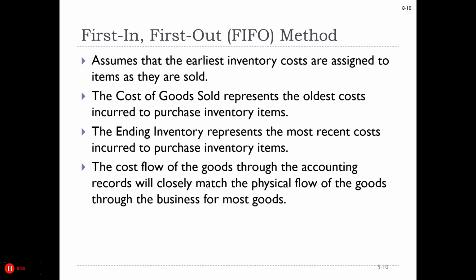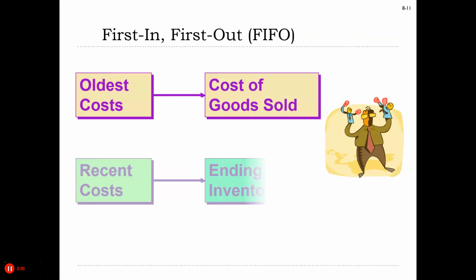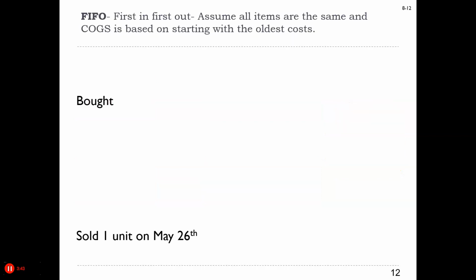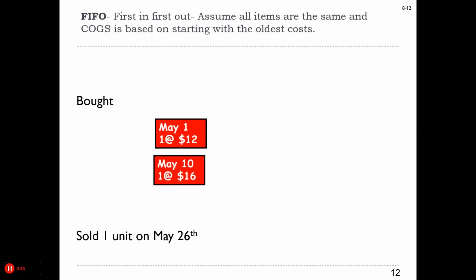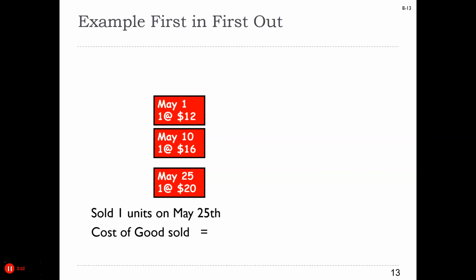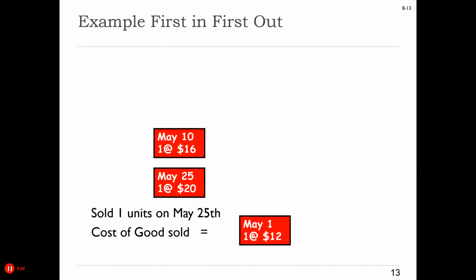Next, we have FIFO. We assume that the earliest inventory costs are assigned to items as they are sold. The cost of goods sold represents the oldest cost. Ending inventory represents the most recent cost. This is what most companies use. So oldest costs go to cost of goods sold. Recent costs are in ending inventory. Now we'll go back to our same problem. We bought 3 items and we sold 1, so we would take the May 1st, which is our oldest cost, and that would go to cost of goods sold.